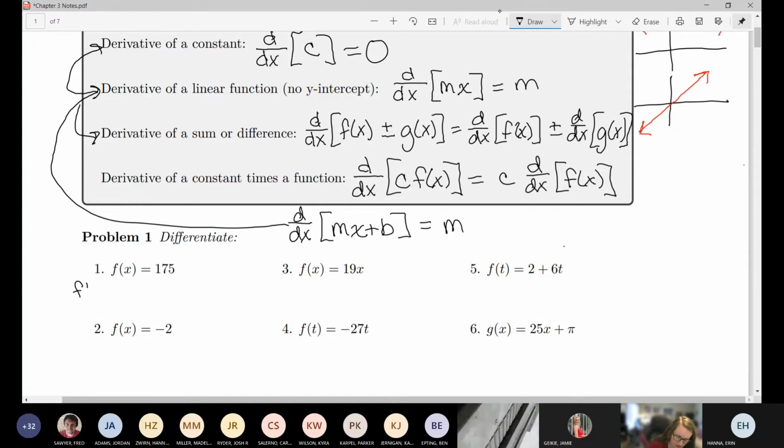It's just a constant. It is a number. There is no variable there. There's no x next to that 175. So since there's no variable, it's just a number by itself. The derivative of a constant is 0. So f prime of x is just 0.